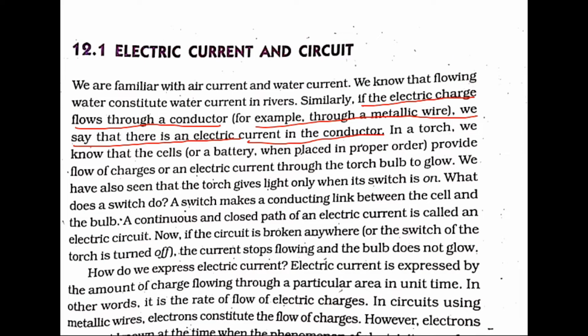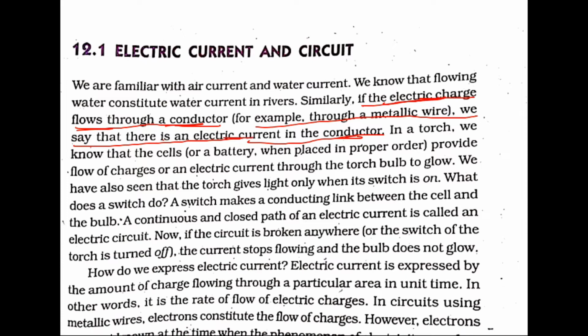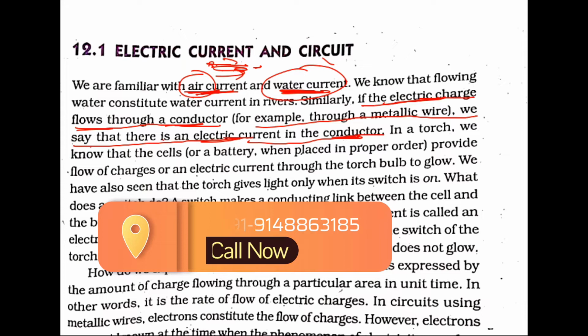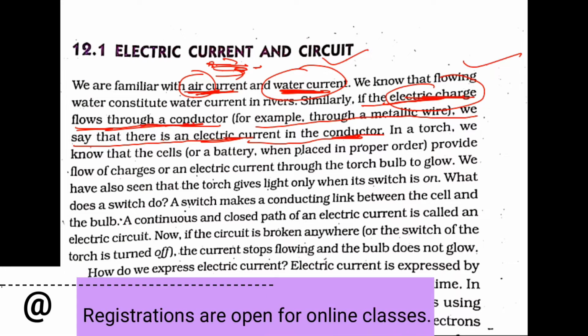Electric current and circuit. If electric charge flows through a conductor, we can say there is an electric current in the conductor. For example, if air is flowing from one position to another, we say it is an air current. If water is flowing in a canal, we say it is a water current. Similarly, if electric charges are flowing in a conductor, we say it is an electric current.